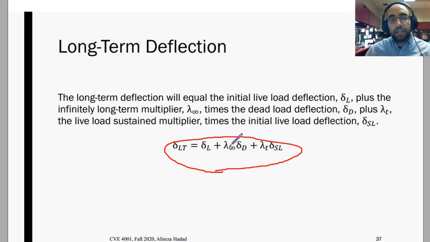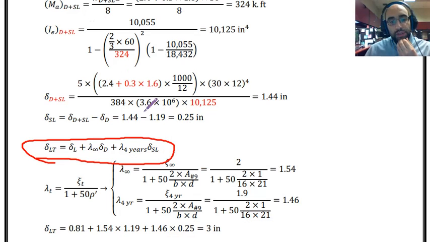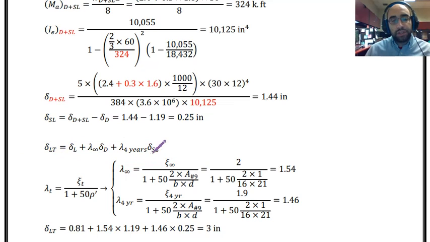So that is why we have lambda infinity for this, and then lambda t, the factor specifically for the time period that is mentioned in the question, multiplied by sustained live load. Considering that, I have to just use this equation in this example. You can see the equation is mentioned. The only thing is that lambda t is now based on 4 years that is specified in the question.